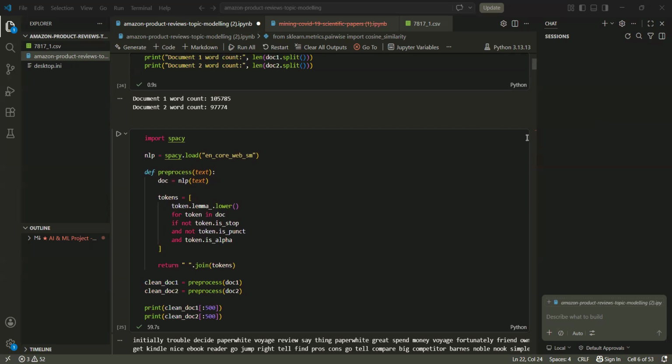First, I loaded the Amazon review dataset into my Jupyter notebook using pandas. I then selected the review text column and combined groups of reviews together to create two large documents. Both documents were well over the 1,000 word requirement. That's what we have here.